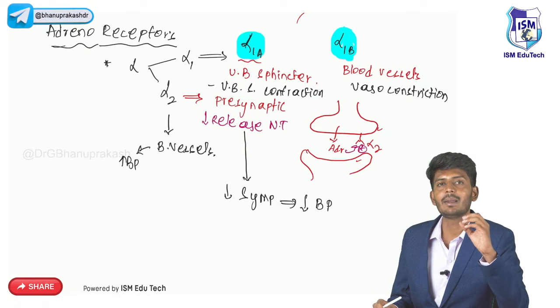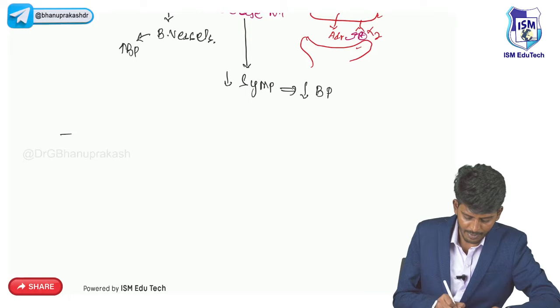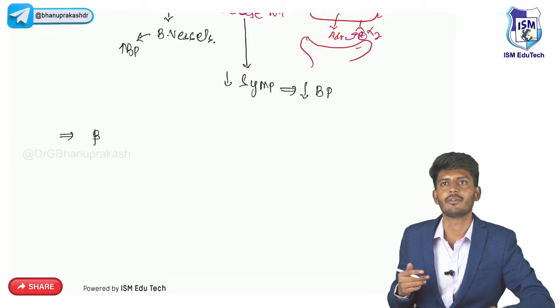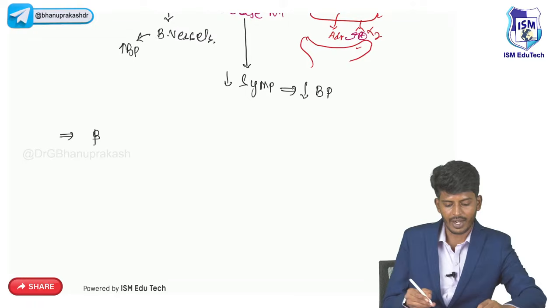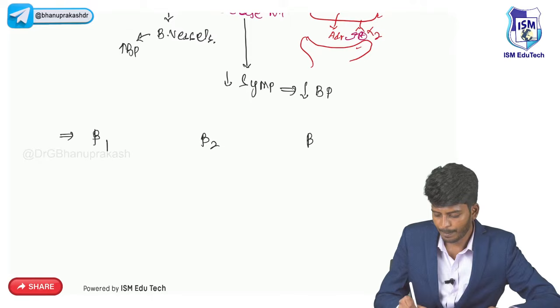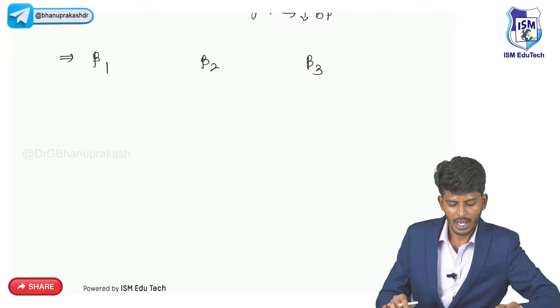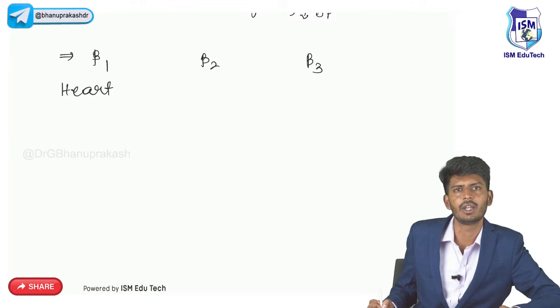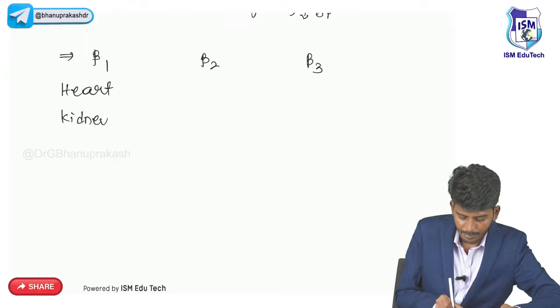Okay, let's go to the next type of receptor, that is your beta adrenoceptors. Beta adrenoceptors are divided into beta 1, beta 2, and beta 3. So, what are the three types? Beta 1, beta 2, beta 3. Now, beta 1 receptors are located in your heart. Apart from the heart, beta 1 is also located in the kidney.